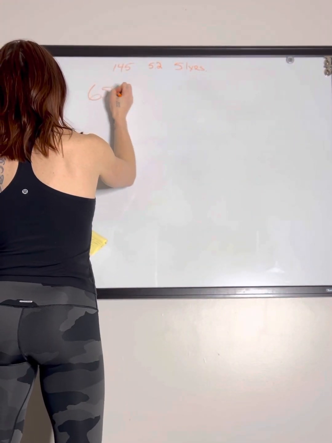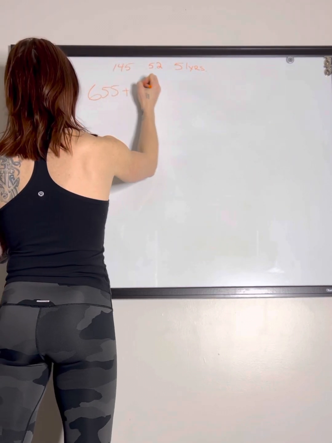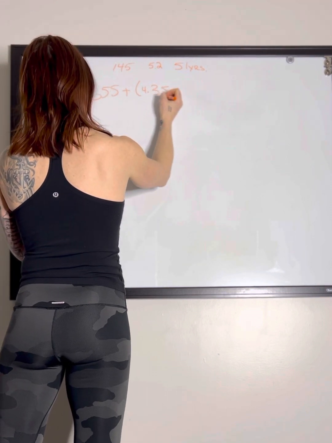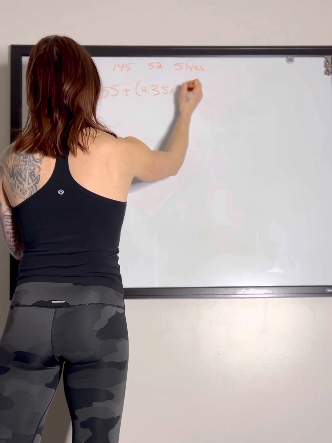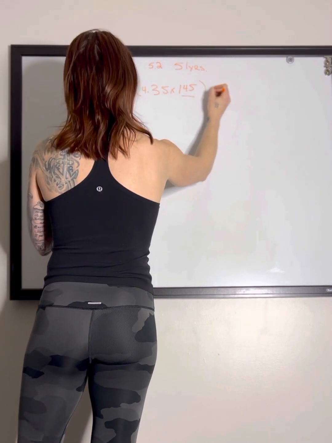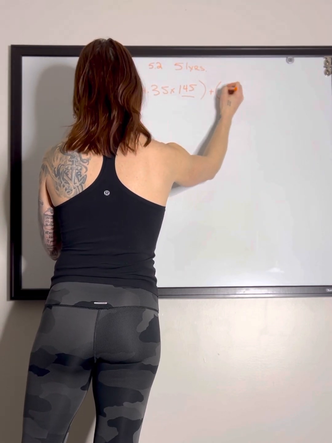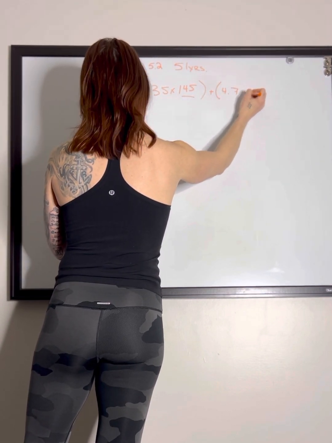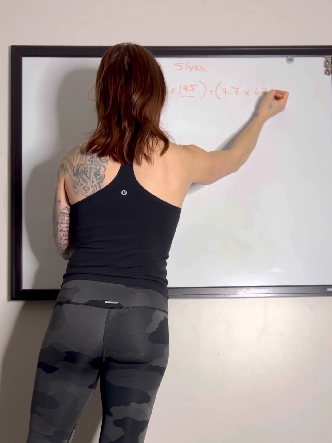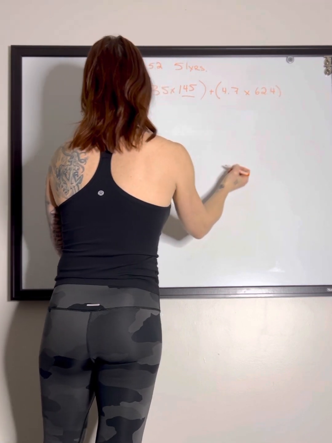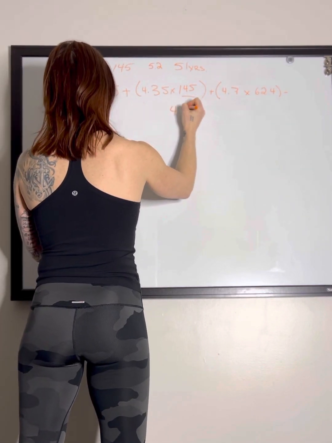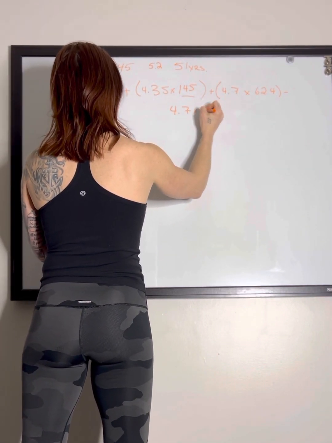The equation is 655, okay? All of this is in your PDF. Plus 4.35 times your weight right here. Then we're going to add all of this in brackets, just making our formula, 4.7 times, this is going to be our height in inches. Okay, there's a conversion chart in the PDF. We'll take you through how to do that, but it's a simple Google search. And minus 4.7 times age in years.